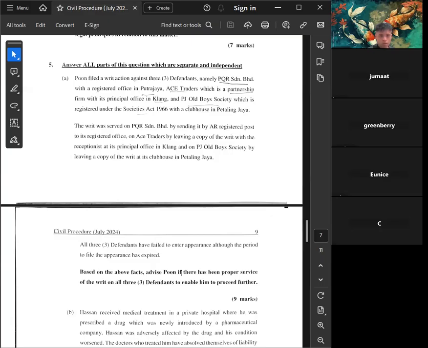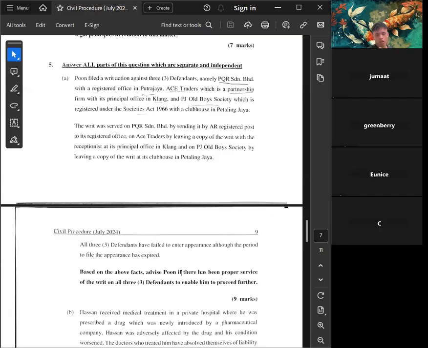But here you see, it's leaving a copy at the clubhouse. There is no one. So apparently this has contravened. Then the office bearer is the persons holding a position in that particular society, like the chairman, secretary, your treasurer, and other committee members. So based on the facts, it has contravened Section 62 of your Societies Act.